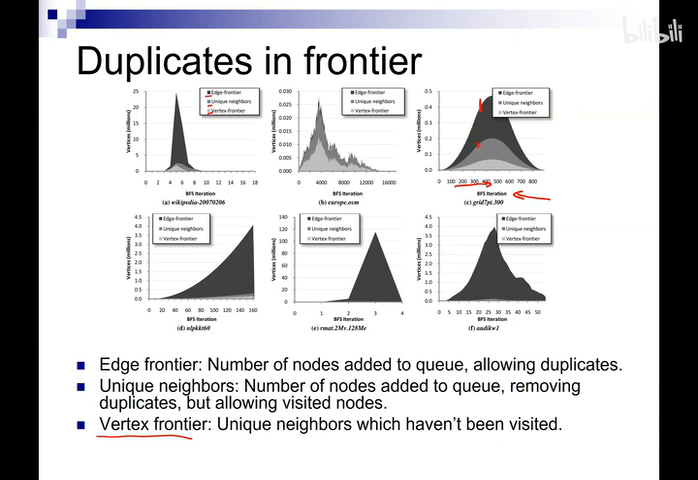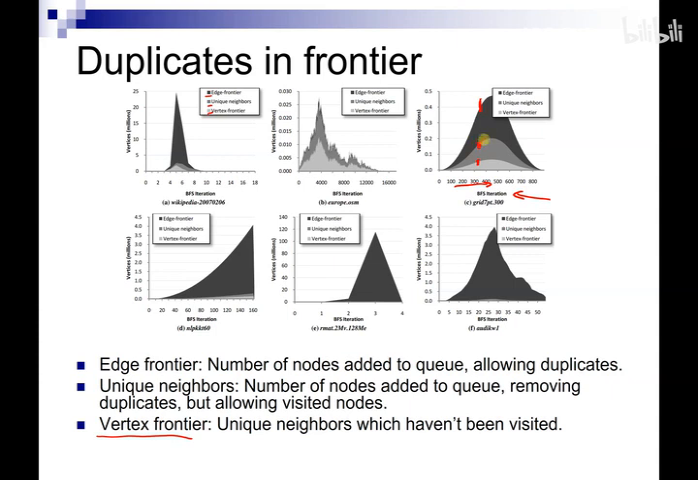Okay, so the dark gray one is where you get rid of the duplicates, but you still allow these visited nodes, which you don't want. And then the light gray is the correct answer. So you can see that when you allow duplicates and visited nodes, you get a lot of extra, incorrect nodes that you want to take out later.